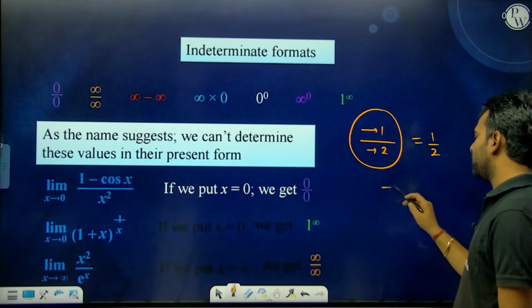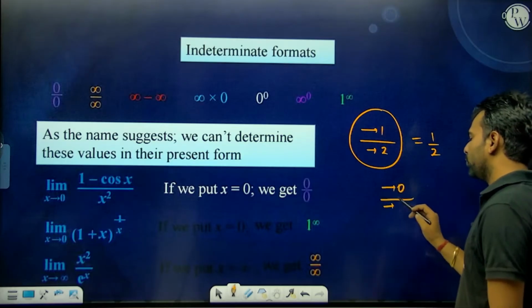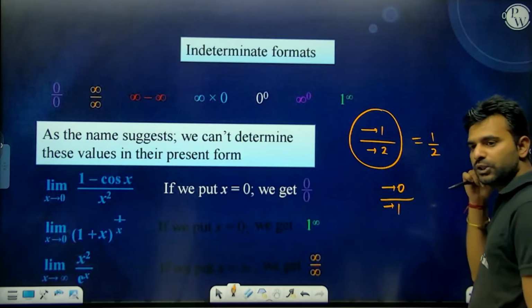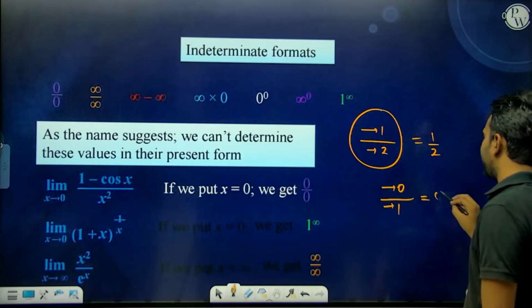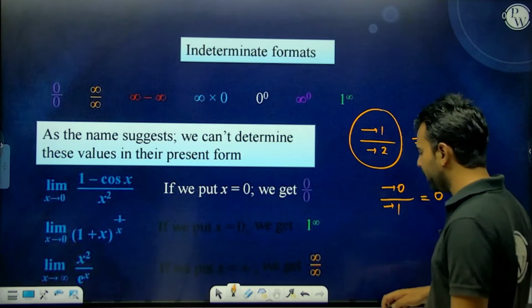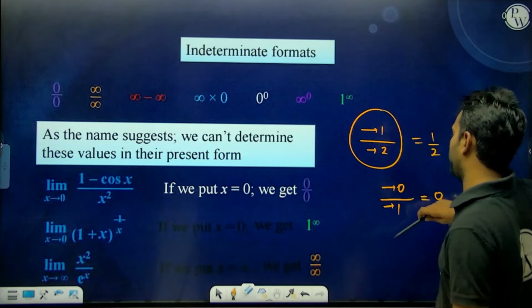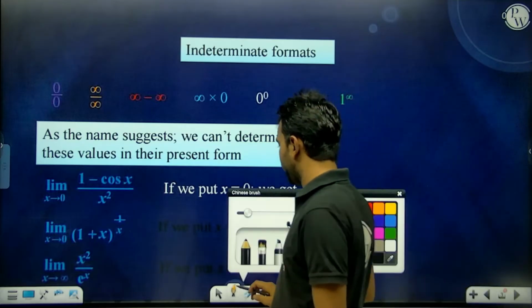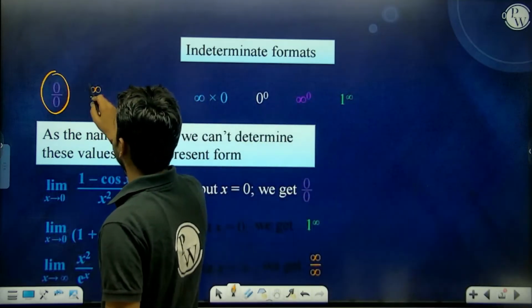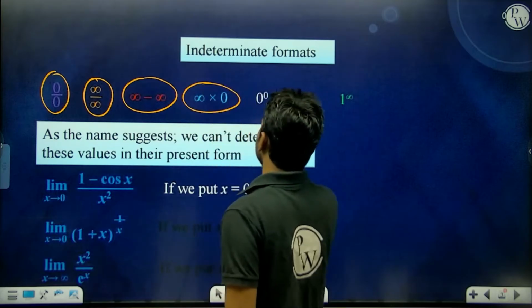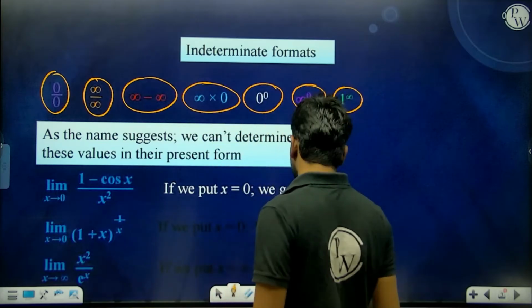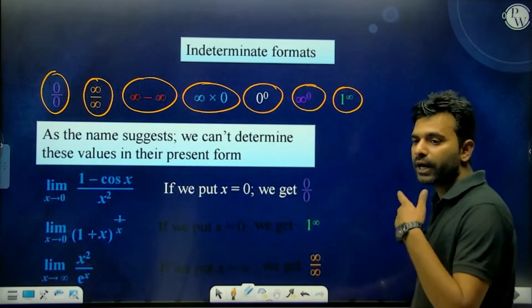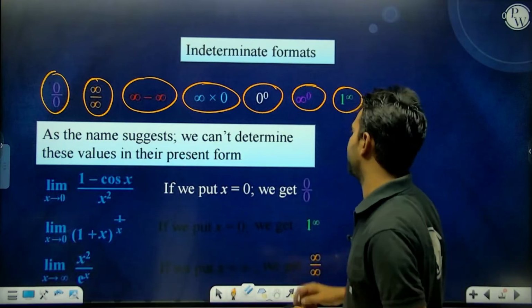If I say a number is moving towards 0 in the numerator and in the denominator it is moving towards 1, then this number is moving towards where? You can definitely say that this number is going to be moving towards nothing but 0 only. But if I give you any of these forms, these 7 forms, then the answer will be what? You cannot say without manipulation.